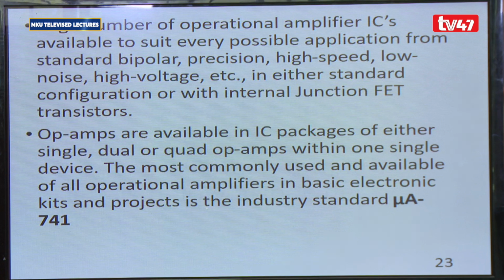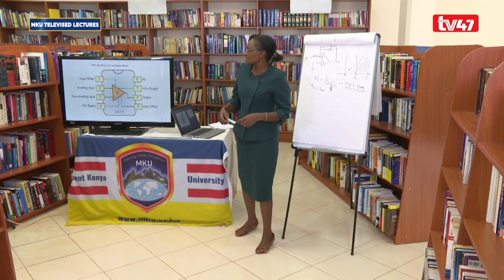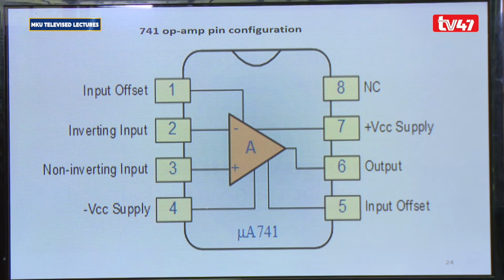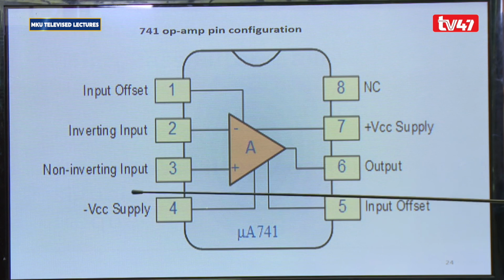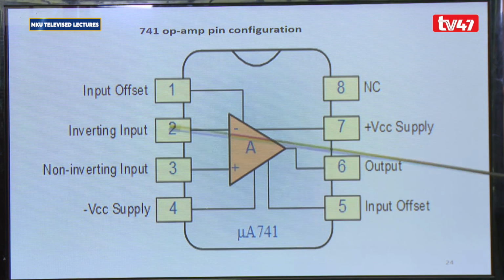The most commonly used and available of all operational amplifiers in basic electronics kits, and also in projects, is the industry standard 741. That is just an example of a single op-amp, where in that particular chip we only have a single op-amp, which has the respective input terminals and output. We have the positive supply terminal, the input offset, the output, the negative supply bias terminal, the non-inverting and inverting inputs, and also the input offset. So it's just an example of an operational amplifier giving its pin configuration, the 741 op-amp pin configuration.